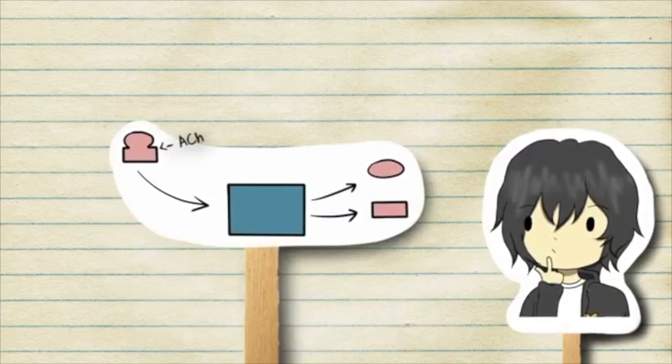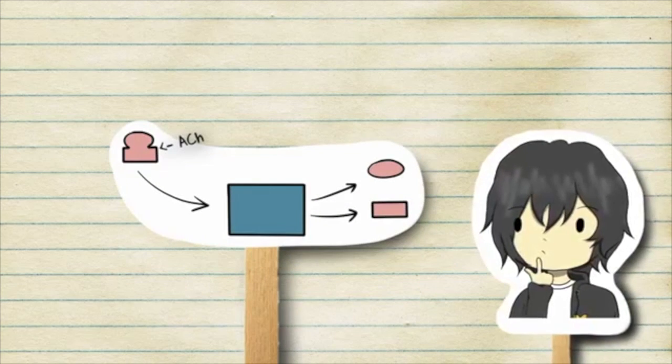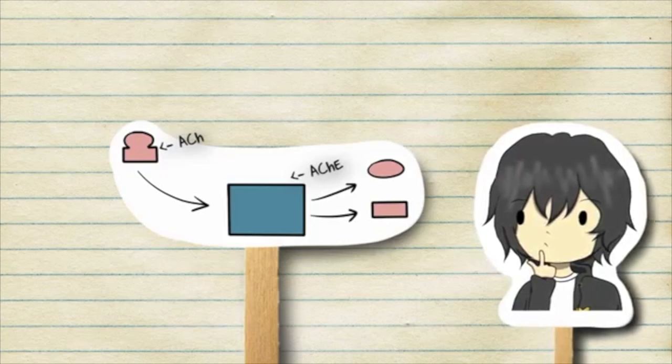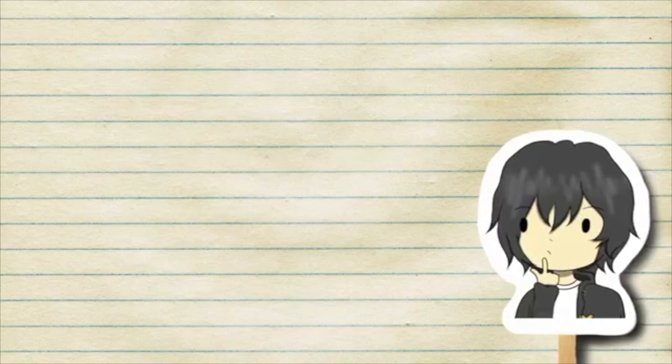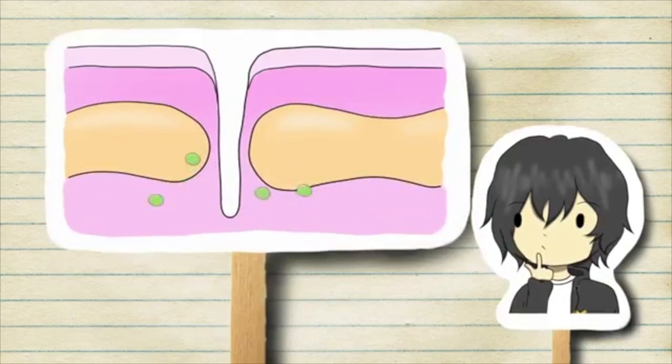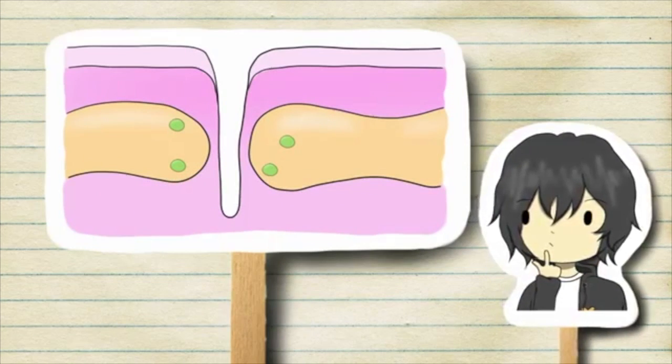The ACH that started the contraction is quickly broken down by the enzyme acetylcholinesterase. This enzyme is found in the synaptic cleft. Muscle fiber is no longer stimulated and relaxation can now occur. Calcium ions are rapidly moved back into the SR.